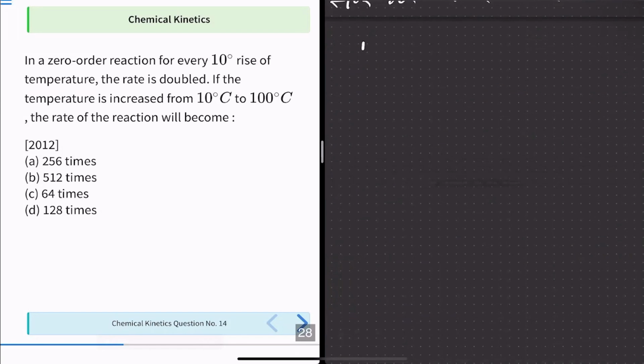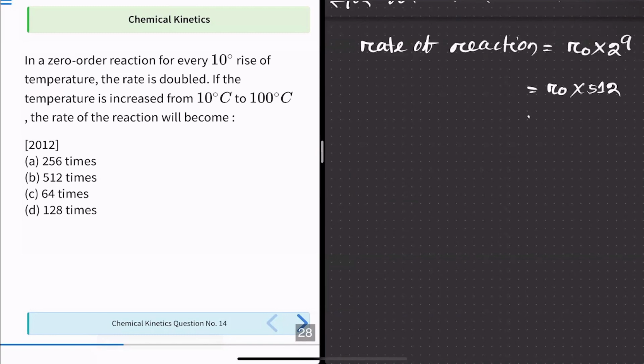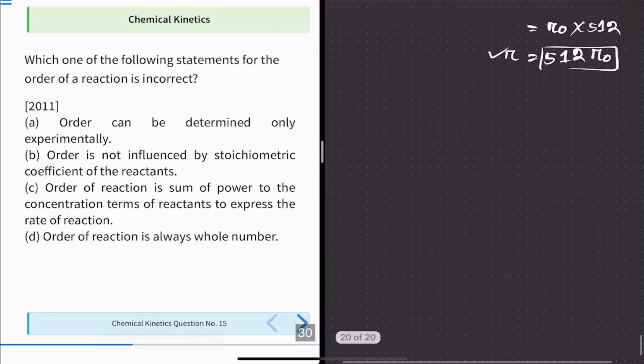So the rate of reaction would be R naught, the initial rate, into 2 to the power 9. What is the value of 2 to the power 9? It is 512. So the final rate would be 512 times of the initial rate. So option B is correct. Let's move on to the next question, 15.